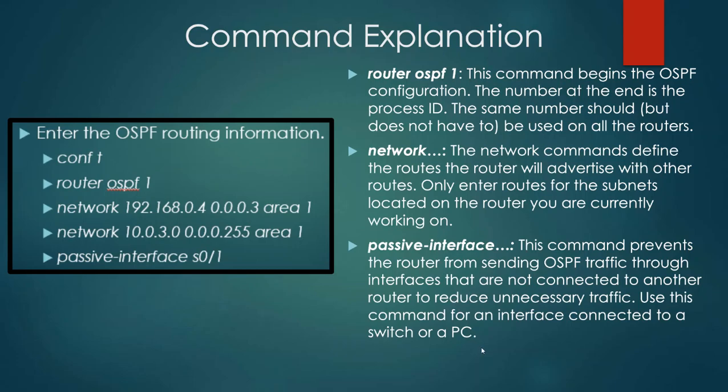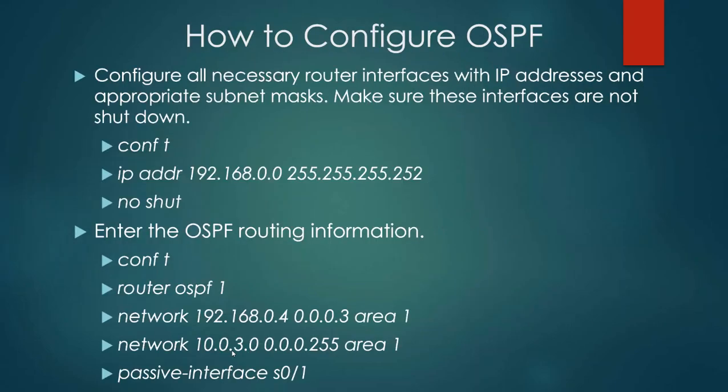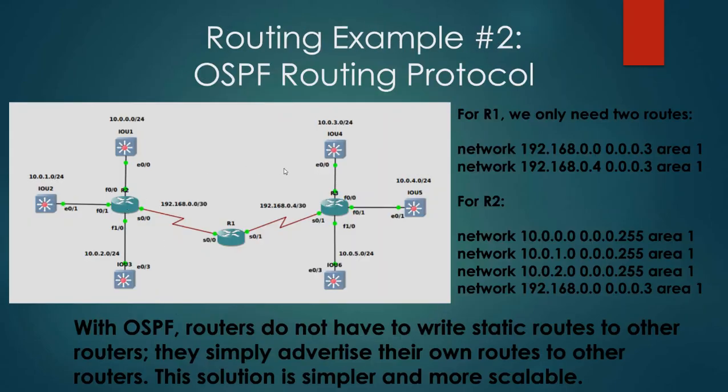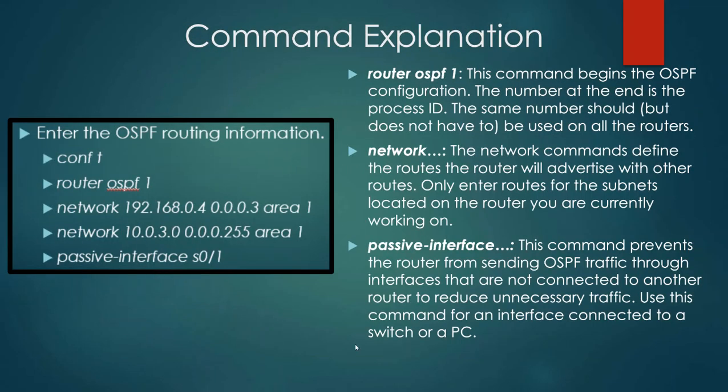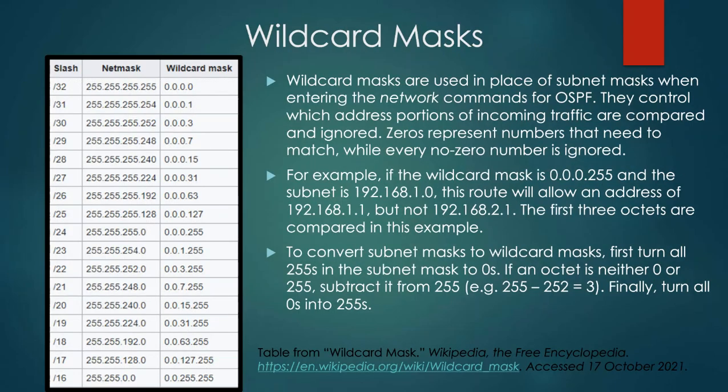Finally, the passive interface command. This command prevents the router from sending OSPF traffic through interfaces that are not connected to another router to reduce unnecessary traffic. Use this command for an interface connected to a switch or a PC. So going back to my topology, you see R2 and R3 are connected to 3 switches each. So when you're configuring OSPF, you need to type passive-interface E0/0, passive-interface E0/1, and then passive-interface E0/3. Obviously, it's not completely required, but it will be required for your lab assignments, and it's best practice for when you're out in the real world because it improves your network performance.